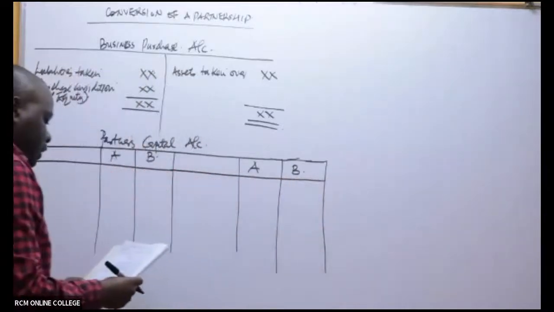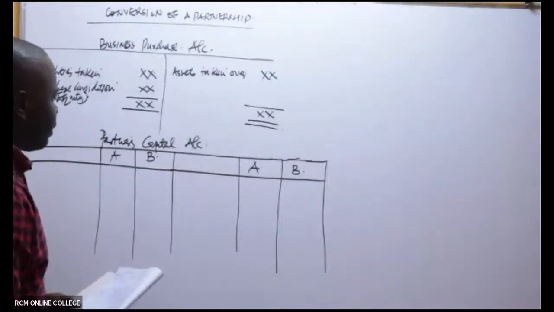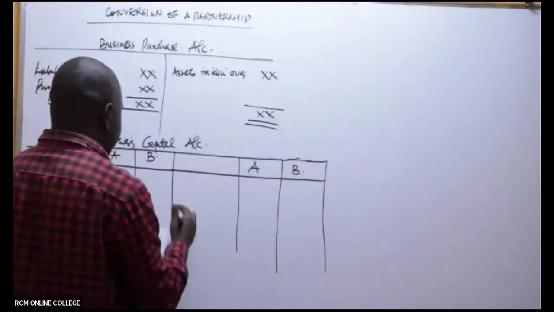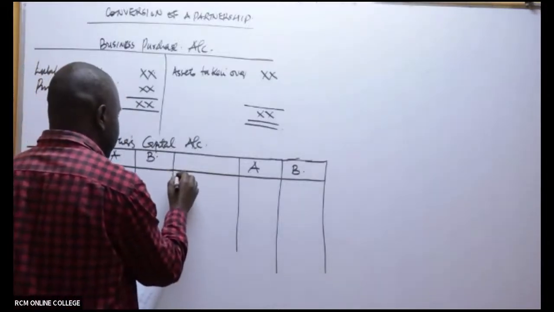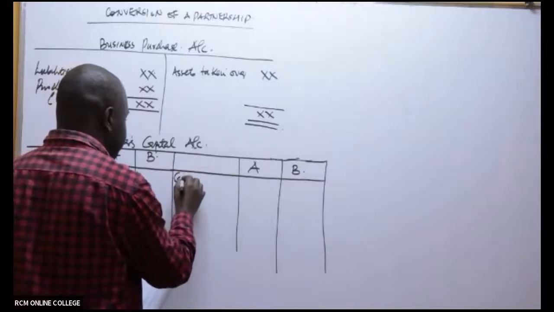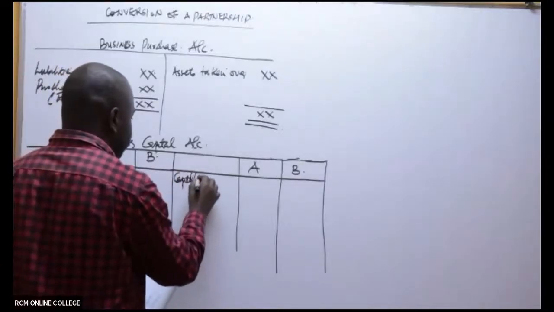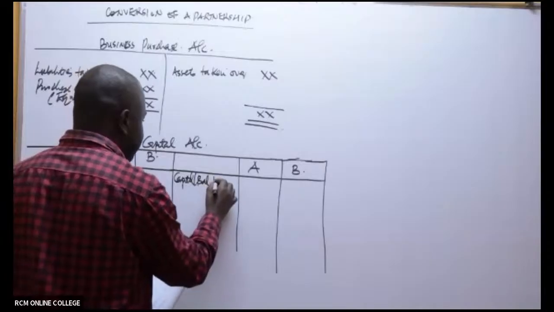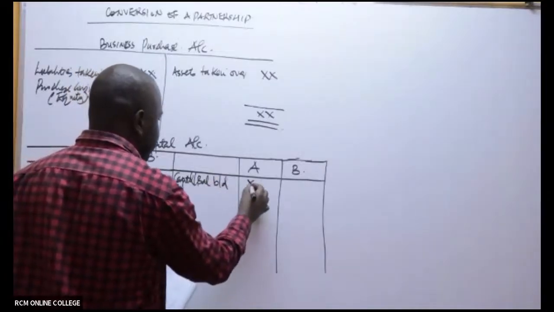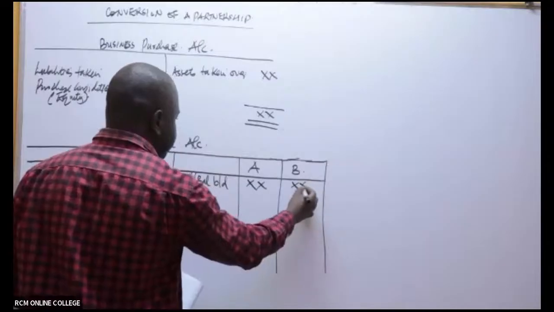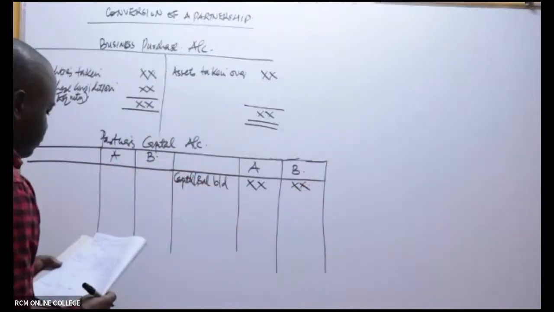So here you would have been given the balance brought down, the capital that has actually been brought down by the partners. So the capital or balance brought down of the partners. For partner A, you'll be able to credit there the opening balance.